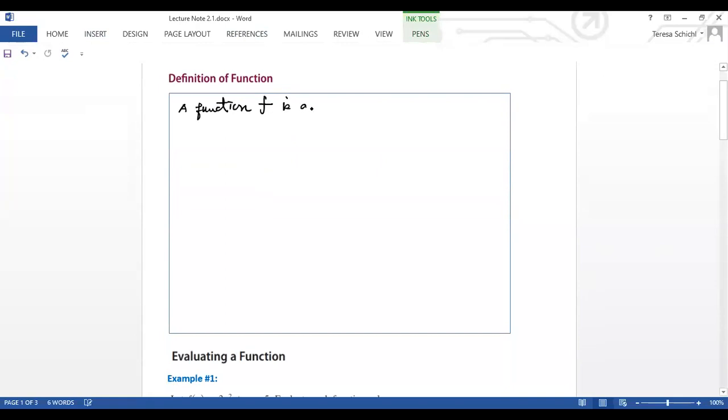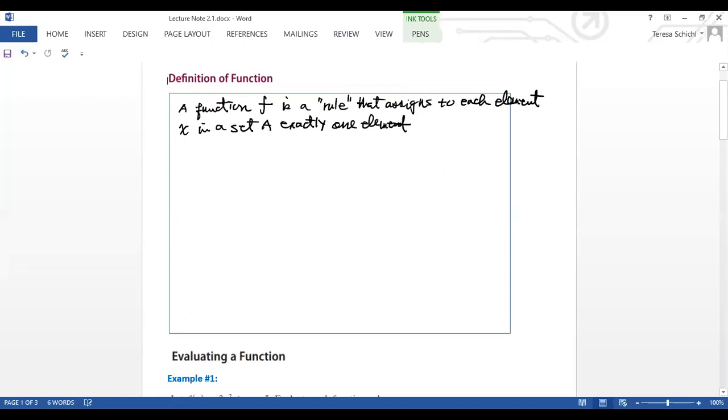So we say a function is a rule that assigns to each element x in a set A exactly one element, which we call f of x, in a set B.